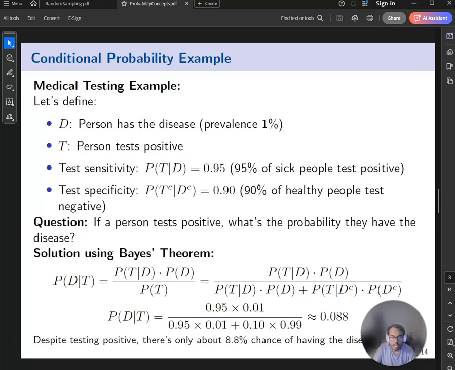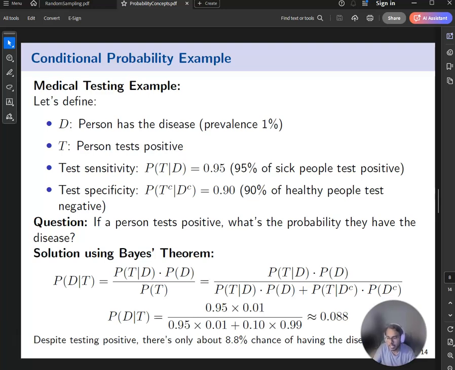This test also has a sensitivity of 95%, meaning that if someone has the disease, then there's a 95% chance that the test will correctly show positive. It also has something that we call specificity, which in this case is 90%, which means that if somebody doesn't have the disease, then there's a 90% chance that the test will correctly show negative. So sensitivity captures the accuracy of the test in terms of having the condition. Specificity captures the accuracy of not having the condition.